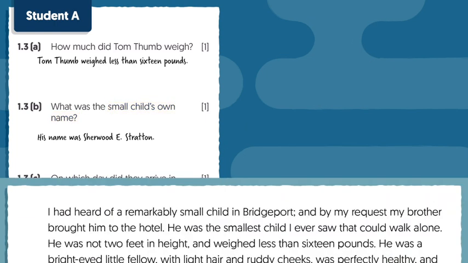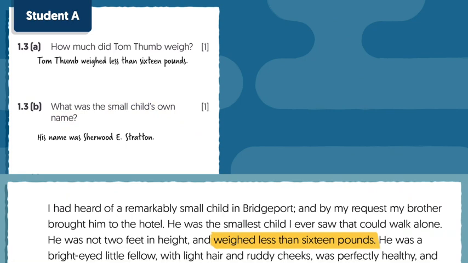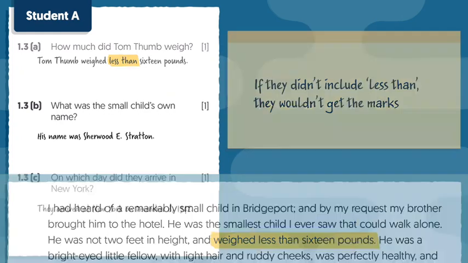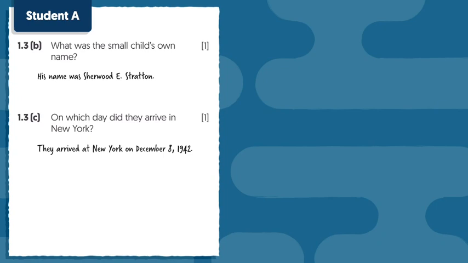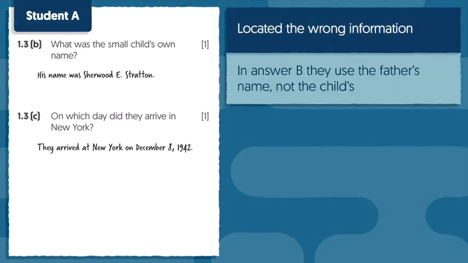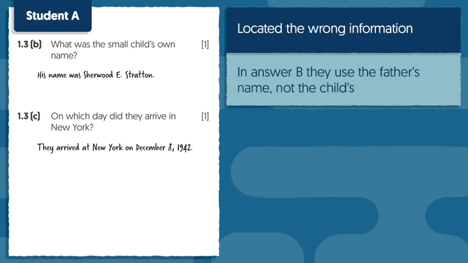Looking at the text, we can see that their answer for question A is correct, so they'd get 1 mark. The student is specific in their answer here, even including the phrase less than. If they didn't include this, so it just read, he weighed 16 pounds, they wouldn't have got the mark. But they didn't do as well on the next 2 questions. With answers B and C, they've located the wrong information. For answer B, they've used the father's name, not the young child's.